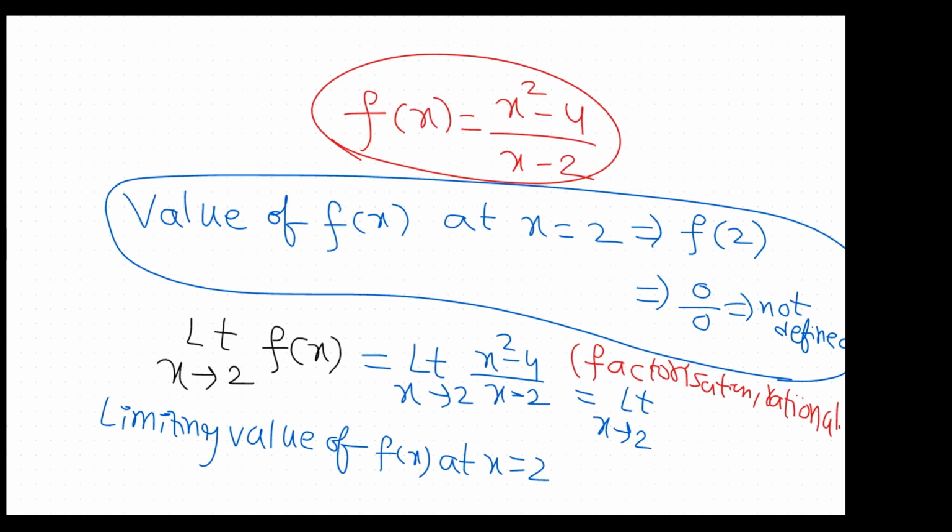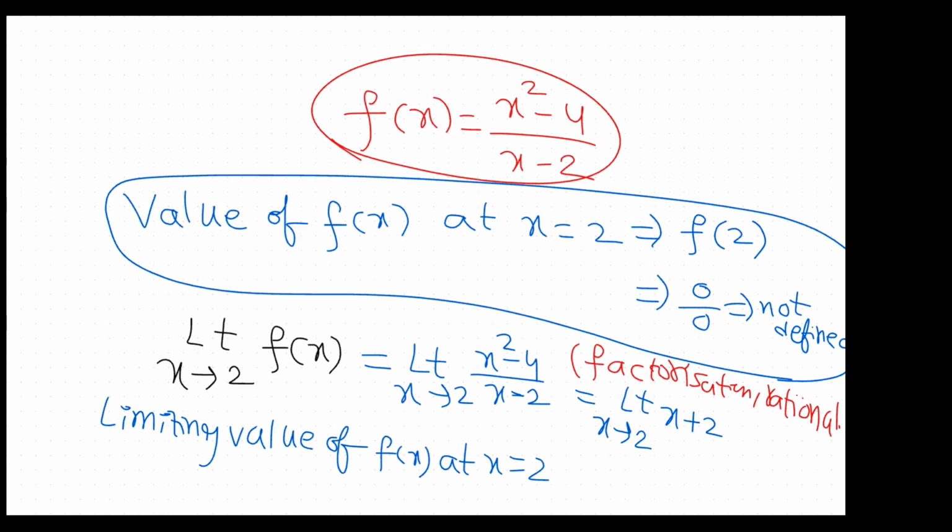So here how will I get x plus 2? Which method am I using, factorization or rationalization? What is factorization? Factorization of 12 means what will you do? 12 factorization is 2 into 6, 2 into 2 into 3, correct or not? Like that, x square minus 4 factorization is x minus 2, x plus 2, correct or not? A square minus b square.